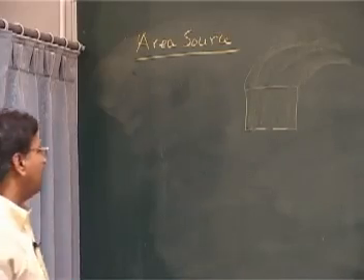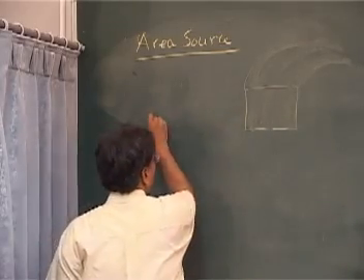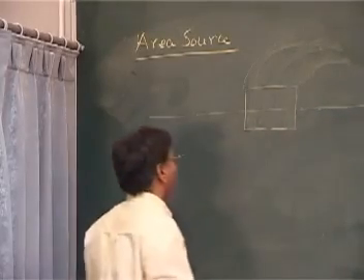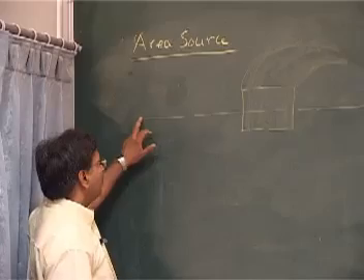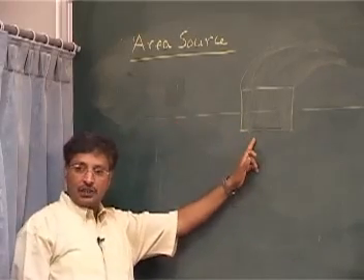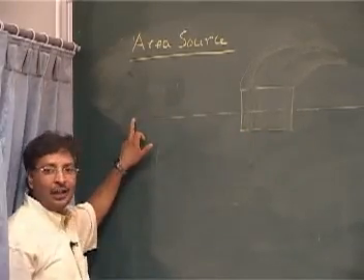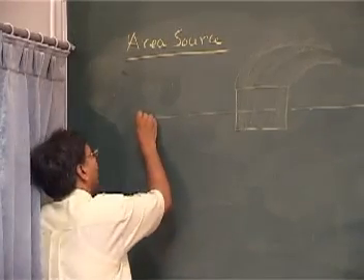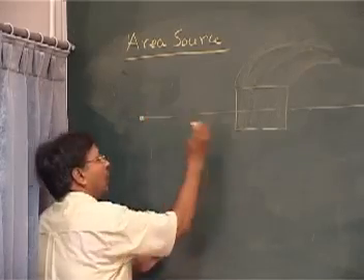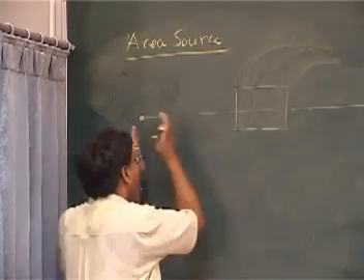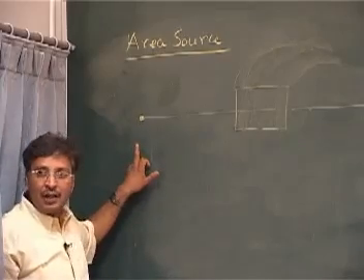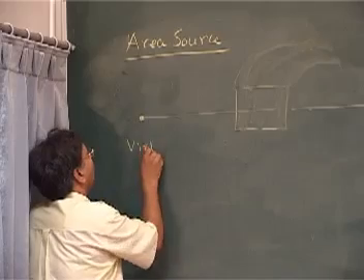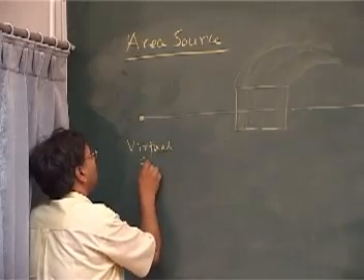How this is done is, I try to locate this source somewhere back, but as a little chimney. So let us say I put the equivalent of this one at this place and treat this as the point source. And this is what we call the virtual source.